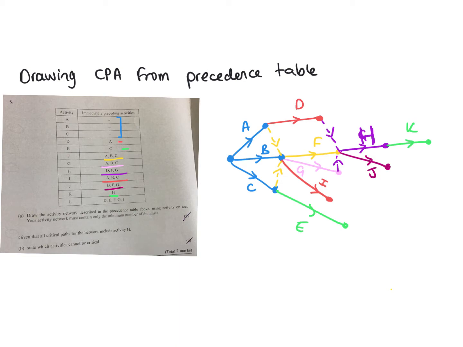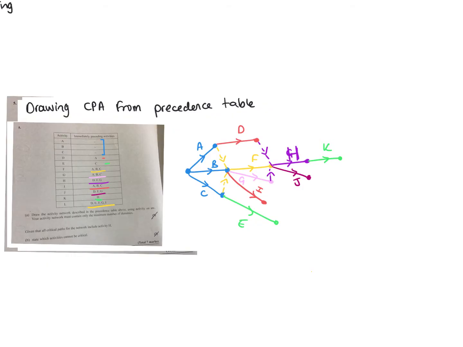So L, on the other hand, D, E. So let's just highlight what L needs to come out. L, essentially, needs to come from 1 point. And inside that point, it needs to have come from D, E, F, G, and I, doesn't it? Just draw lines towards.